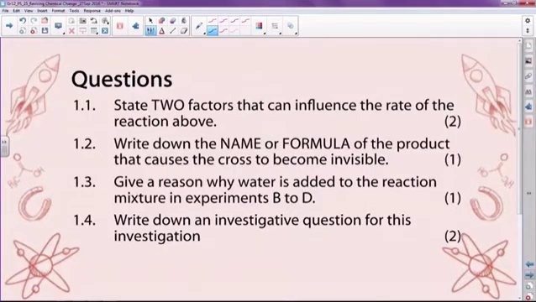So now these first 4 are fairly simple, so these are the first ones you're going to try. First, I want you to state the two factors that can influence the rates of the reaction. I want you to write down the name or formula of the product that causes the cross to become invisible. I want you to give a reason why water is added to the reaction mixtures in experiment B to D, and I want you to write down an investigative question for this reaction, okay?